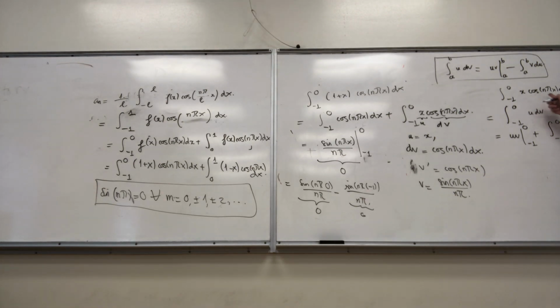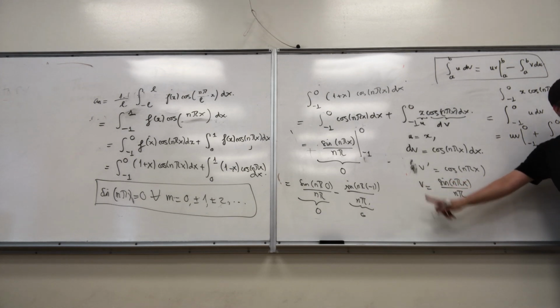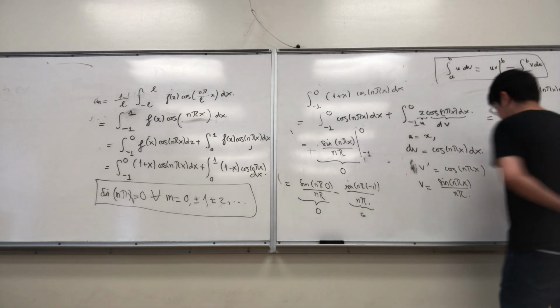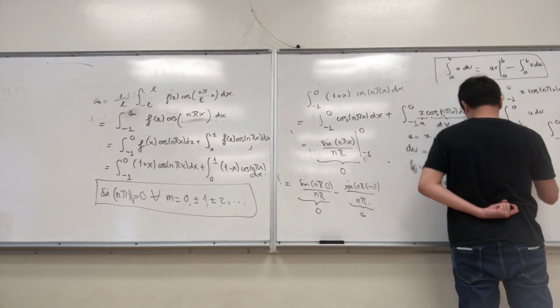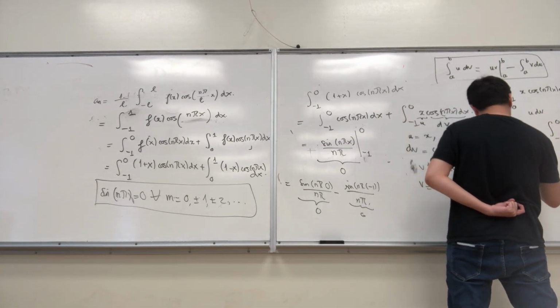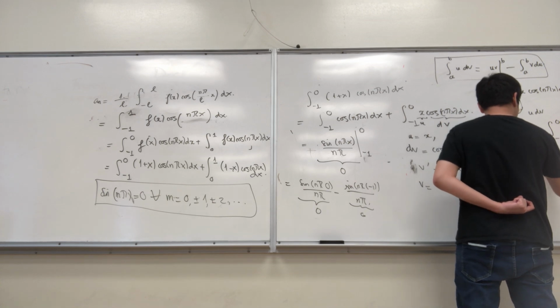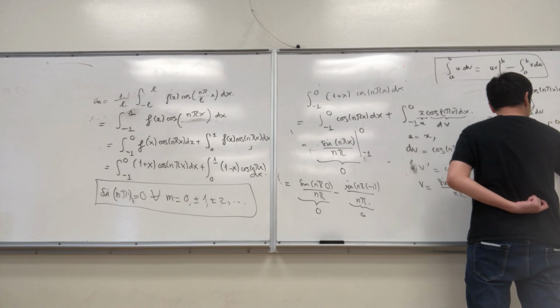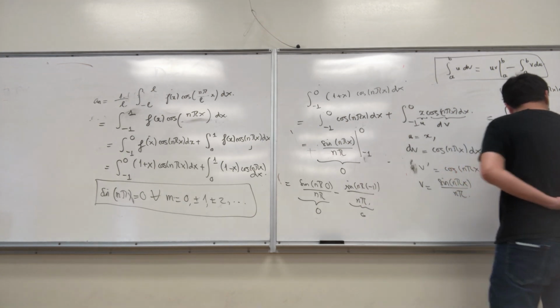So the integral of x cosine n pi x dx will be u dv. So this is going to be the difference between minus 1 and 0 of uv, plus the integral from minus 1 to 0 of v du. I'm going to replace u and v, the functions that I found here, into this integral. So here I have x, I have sine n pi x over n pi, from minus 1 to 0.